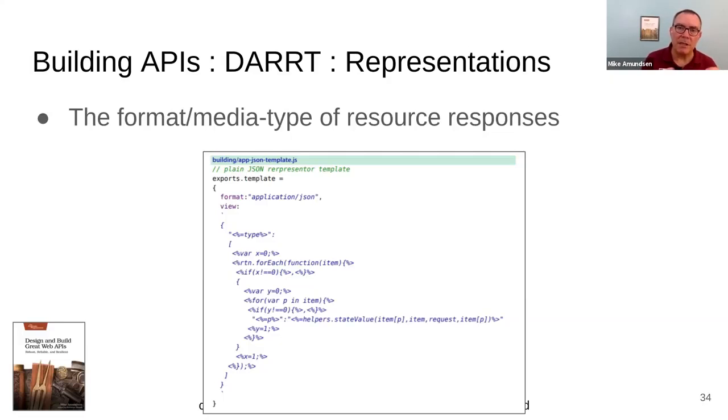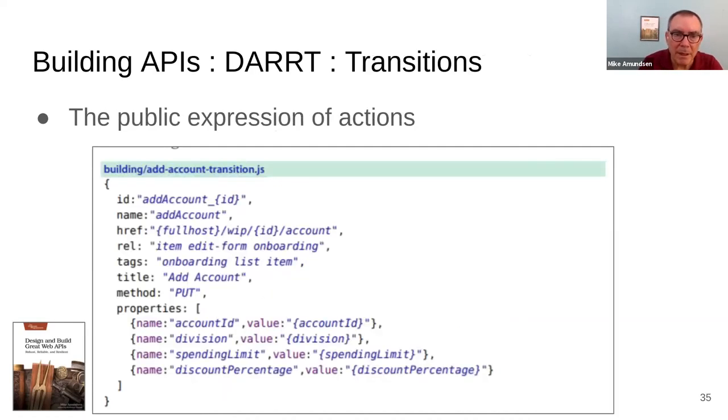So it's really important to separate representation responses from your objects. So it doesn't matter what your object is, you send it to the representer and it comes back in the format requested. Then finally, as I mentioned before, every action needs to be documented as well as a transition. So here's the transition for adding account. It has a certain URL, it has a title, rels, tags, a method, and it takes certain properties.